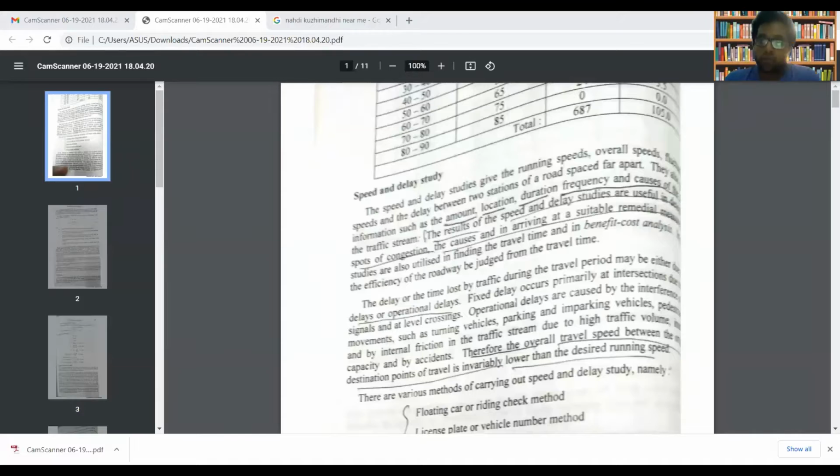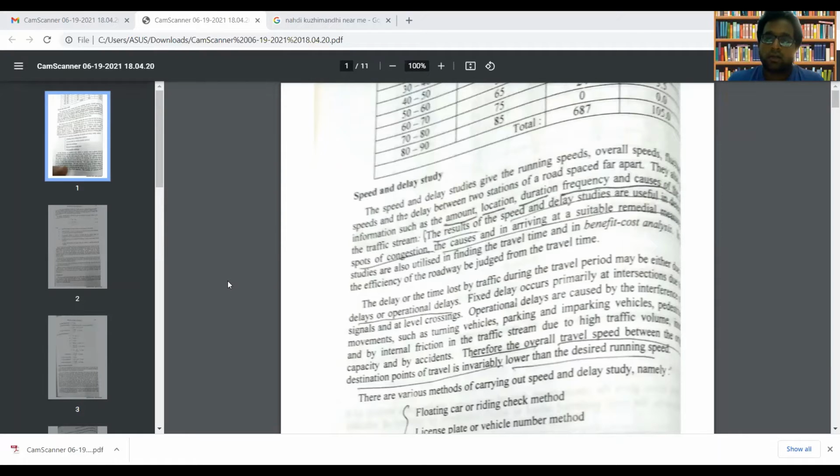Okay. So the speed and delay studies will give the overall speed, running speed, fluctuation in speed, and the delay between two stations of a road. If the two stations of the road are spaced far apart, what is the distance between these two stations? So: overall speed, running speed, fluctuations in speed, and the delay between two stations.